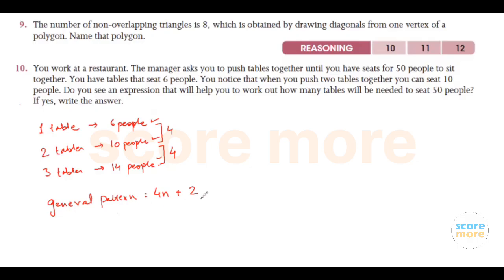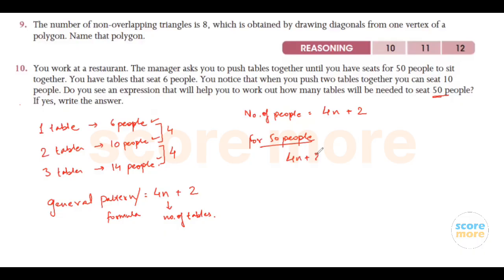So general pattern is 4n plus 2, or general formula is 4n plus 2, where n means n is the number of tables. So we can find out that number of people is equal to 4n plus 2. Now in the equation, we want to seat 50 people, isn't it? So can we say that for 50 people, this 4n plus 2 should be equal to 50 because number of people are 50.